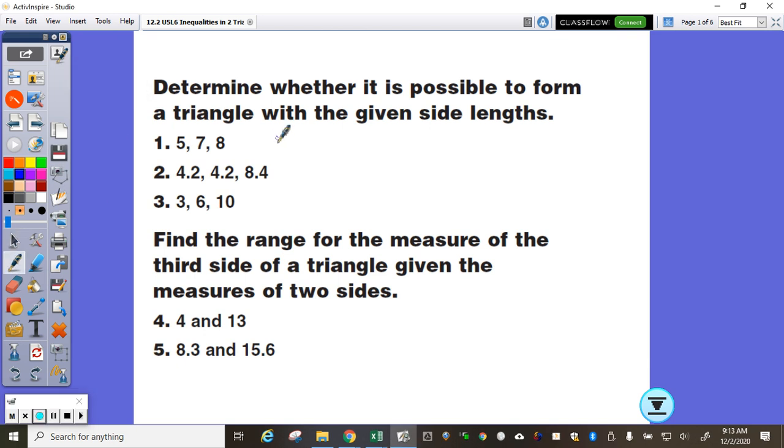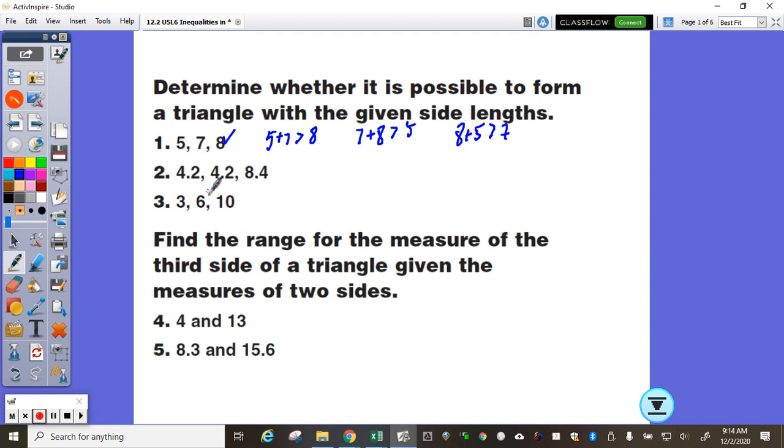All right, so let's review this real quick. Yesterday, if these three were going to be the sides of a triangle, then the sum of any two sides has to be greater than the third. So 5 plus 7 has to be greater than 8. 7 plus 8 has to be greater than 5. And 8 plus 5 has to be greater than 7. In this case, all of those work because 12 is greater than 8, 15 is greater than 5, 13 is greater than 7. So these form a triangle.